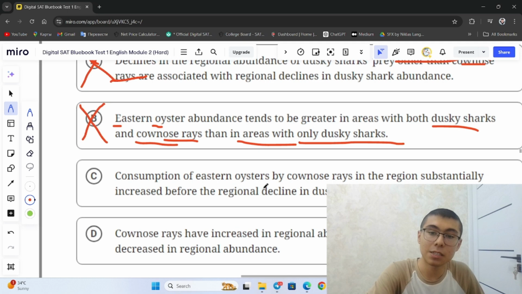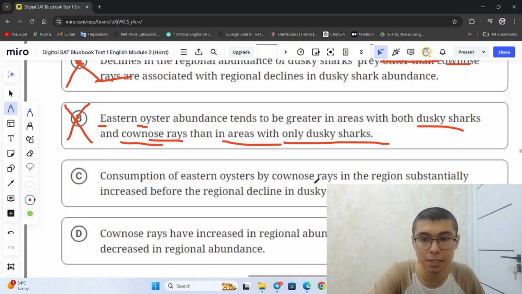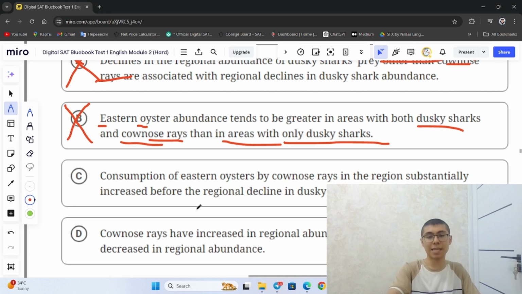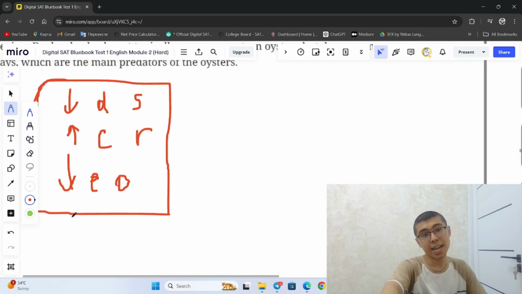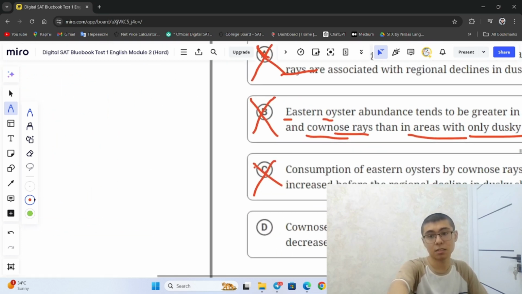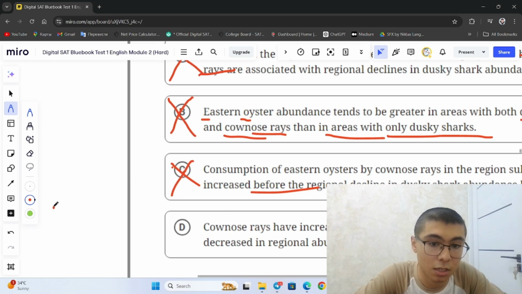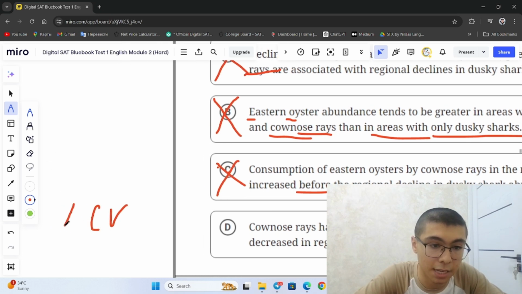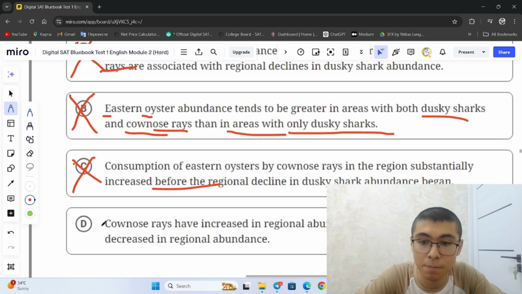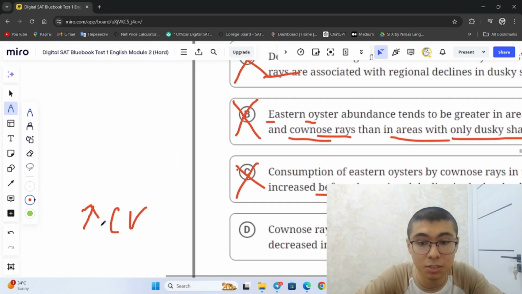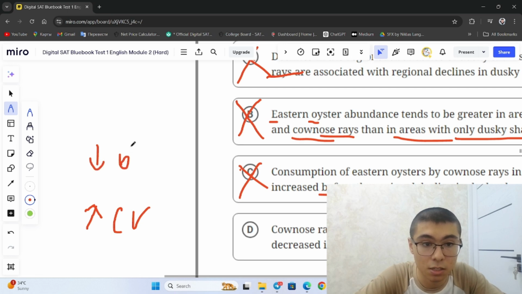C: consumption of eastern oysters by cownose rays in the region substantially increased before the regional decline in dusky shark abundance began. Do we care about the time before? No, we don't care about the time. We just need to support the hypothesis. And our hypothesis is this. D: shows the cownose rays have increased in regional abundance as dusky sharks have decreased. Dusky sharks decreased.